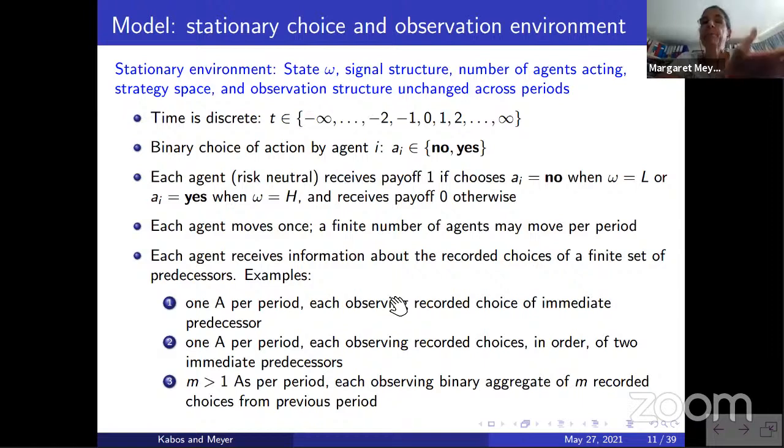So to mention some examples, each of which I will be analyzing later on, we may have a setting in which one agent moves per period, each of them observing the recorded choice of their immediate predecessor. Or we may have a situation where one agent moves per period, each observing the recorded choices in order of their two immediate predecessors. Or we may have a setting where M agents move per period, each one observing a binary aggregate of the M recorded choices from the previous period.